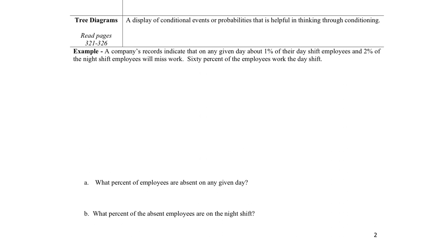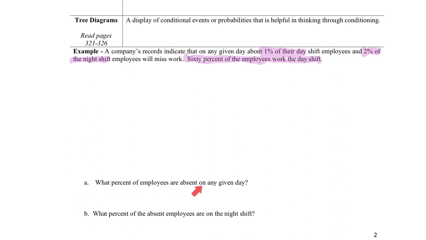So let's go ahead and start with this first example and see if this will help you out. So we're going to make a tree diagram. Let's read through this problem. A company's records indicate that in any given day, about 1%, so key information there, about 1% of their day shift of employees and 2% of the night shift will miss work. 60%, there's another one, of the employees work the day shift. Okay, so we've got some questions to answer.